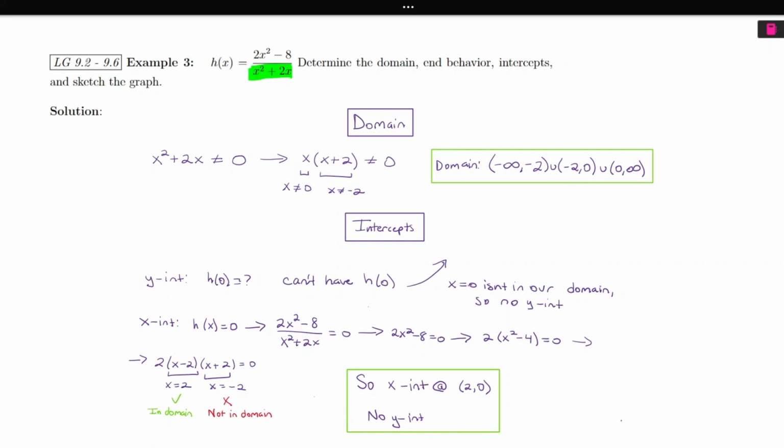So x squared plus 2x cannot equal 0. We factor that, we get x times x plus 2 cannot equal 0, and that gives us that x cannot equal 0, and x cannot equal negative 2. So our domain is negative infinity to negative 2, union with negative 2 to 0, union with 0 to infinity. So we're not including negative 2 or 0.